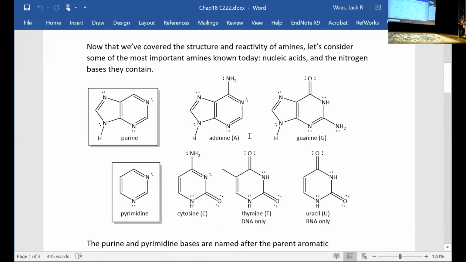You will also notice, especially the parent heterocycles, this looks very much like benzene. And in fact, it happens to be called pyrimidine. It is very much like benzene. It's aromatic like benzene. All you've done is replace carbons, CHs in benzene, with nitrogens.